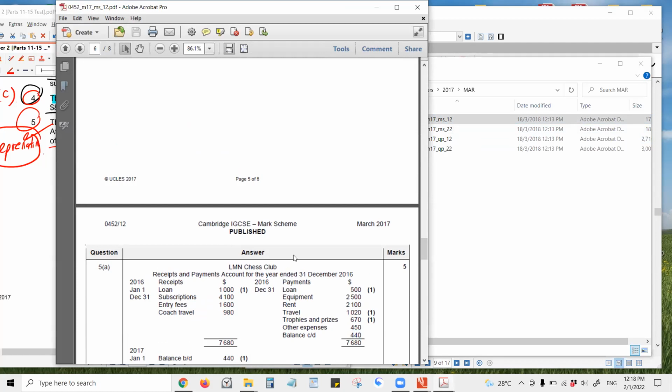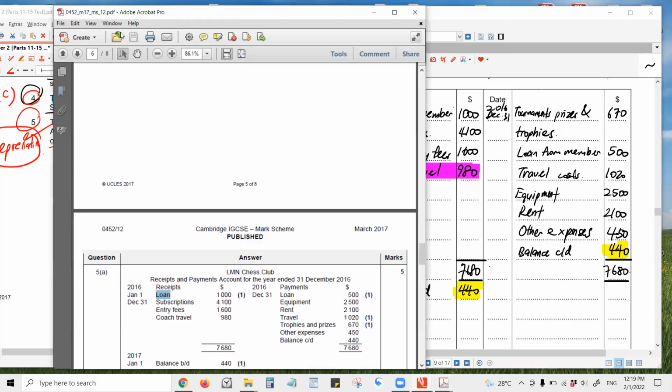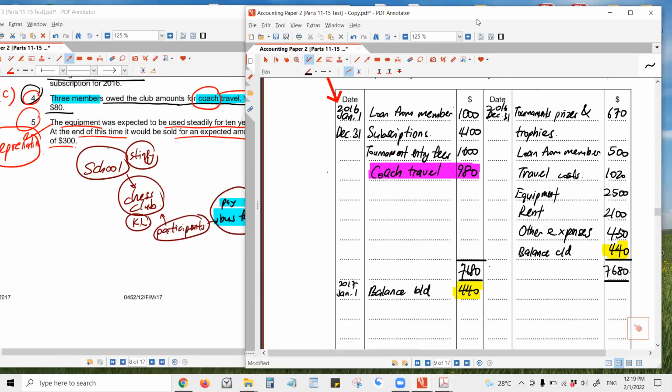So the tricky thing of this question is you must remember to include the 500. Okay, they have mentioned here with the single word loan. I don't prefer writing the single word loan because loan could be from anybody. It could be bank loan, it could be loan from Ali, loan from Abu, loan from Citi. Therefore you have to describe it accurately, exactly. It's better for you to write loan from member because the question describes it as a loan from member. So better write loan from member.